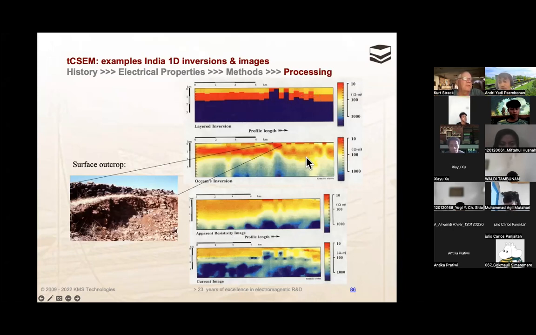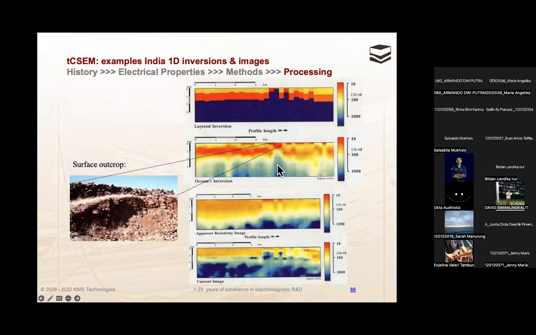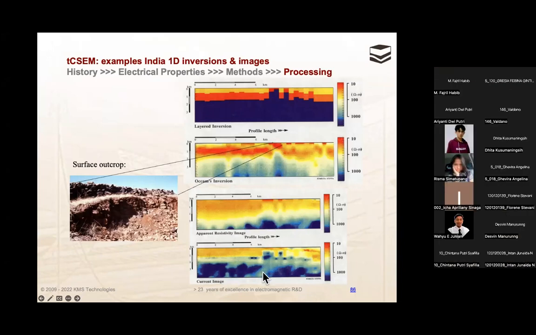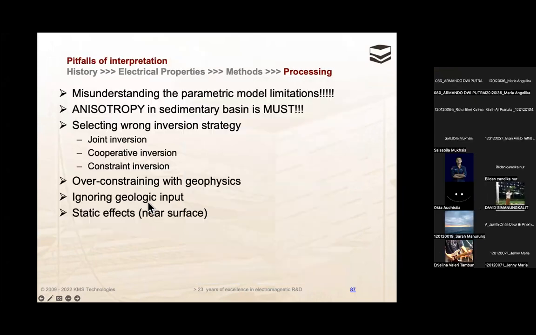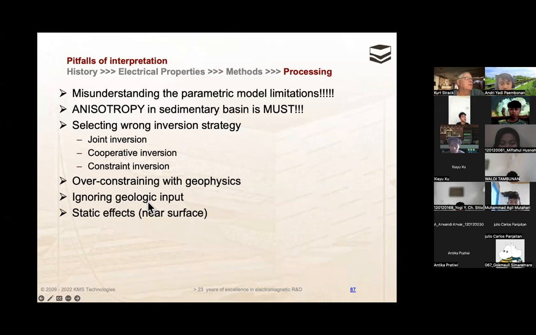And when you image this data, you get colorful things. This is a layered inversion. This is an Occam image, which is smooth. This is an apparent resistivity image. And here you actually have a dike that you see in the data at the surface, which you can also see with 3D modeling.